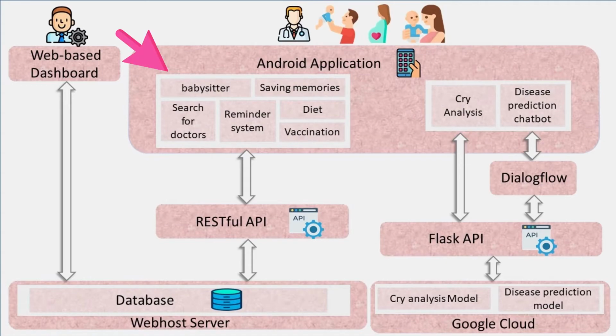Now to the rest of the Android features. We have those features: babysitter, saving memories, search for doctors, reminder system, diet, and vaccination. On the back-end development, we're using MySQL database, and all the work is on the web host server. Once a user registers, an API token is stored in the database that lets the user access all the features in the app. To handle responses and requests, we use RESTful API. As we mentioned, we have in the upper layer the dashboard, which is directly connected to the server.